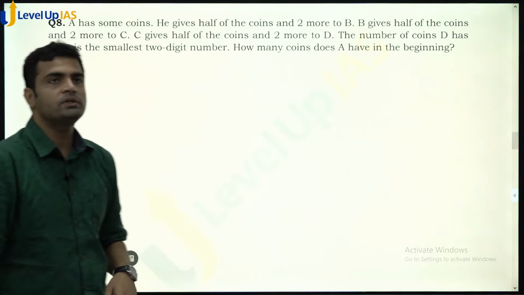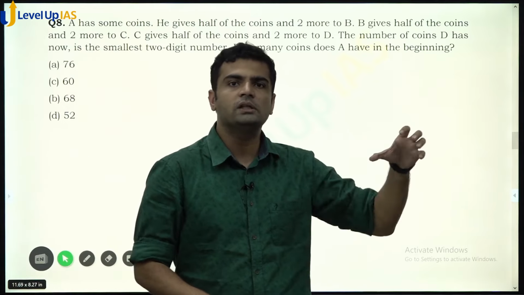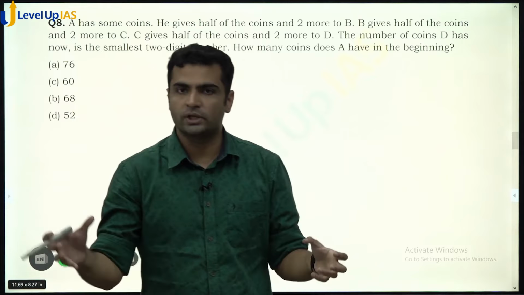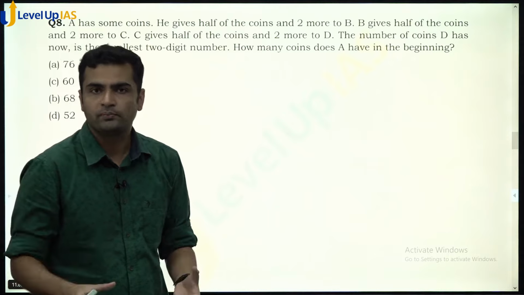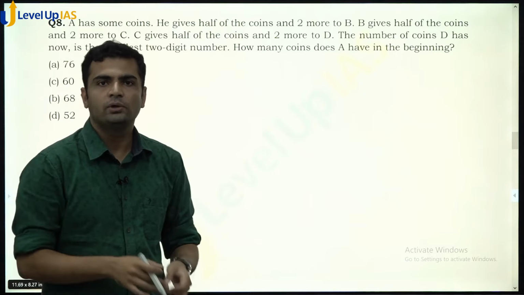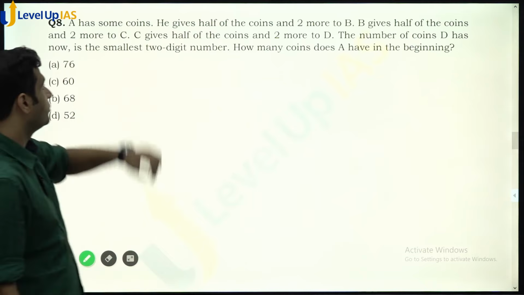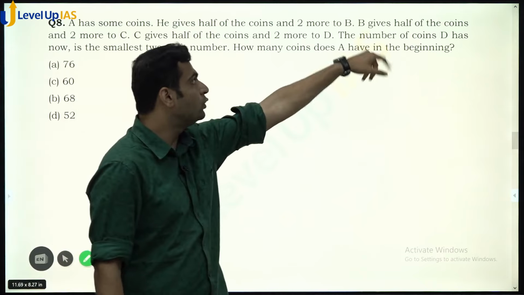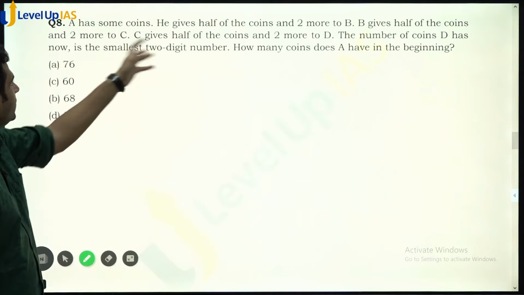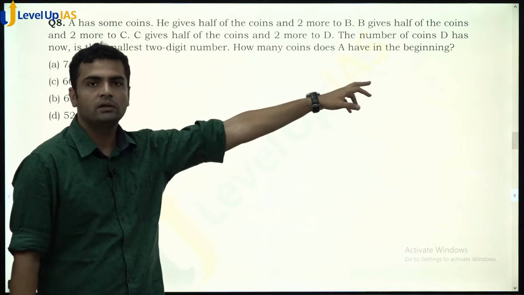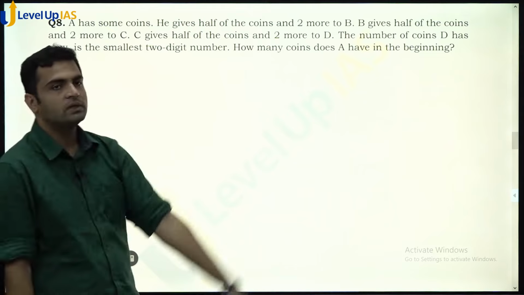Now see, this question requires you to only have skill of mathematization, that is to convert this word problem into equation. Whatever the information that is given in the problem, you just have to plot it and solve equations. That is all. Now see, A has some coins, A gives half of the coins and 2 more to B, B gives half of the coin and 2 more to C, so on and so forth, and finally how many coins D has is given. We just have to answer how many coins A have in the beginning.